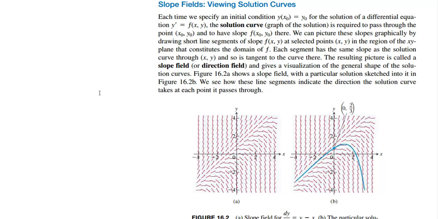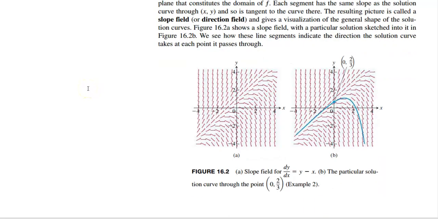Each segment has the same slope as the solution curve through the point (x, y), and also then, that is a tangent to the curve there. So the resulting picture is called a slope field or direction field, and it gives a visualization of the general shape of the solution curves. Below I've got a slope field on the left here, and on the right side I've got that same slope field with a particular solution sketched through it. So these slope fields just show how each individual solution is going to look depending on what the initial condition might be.